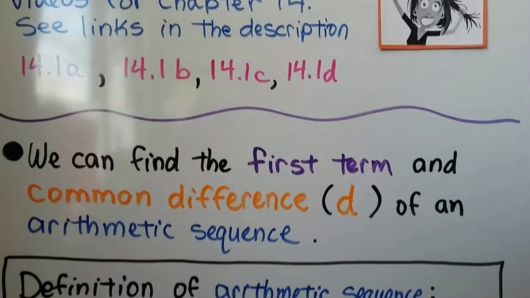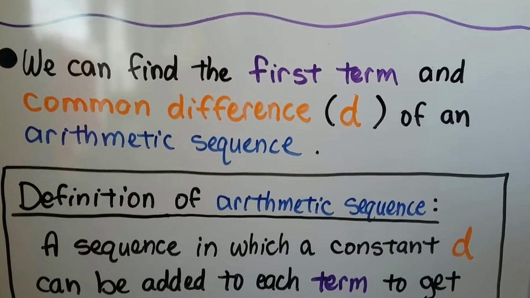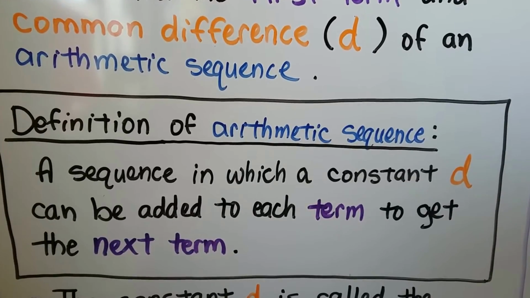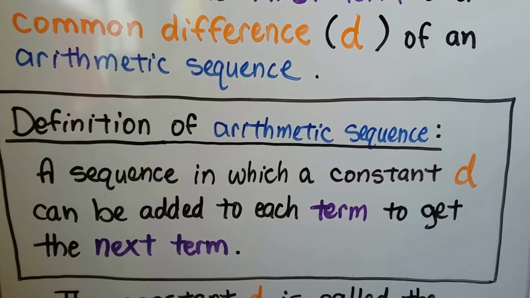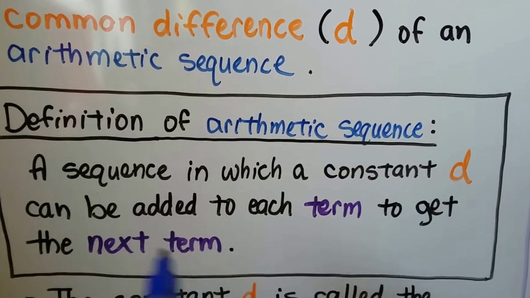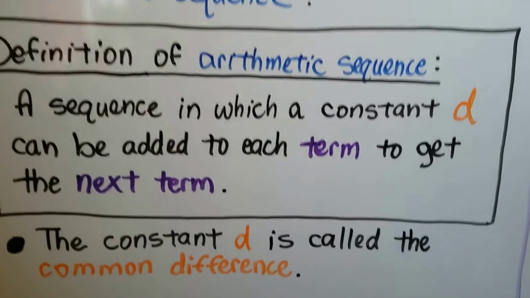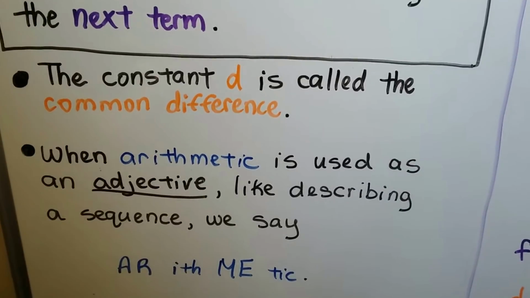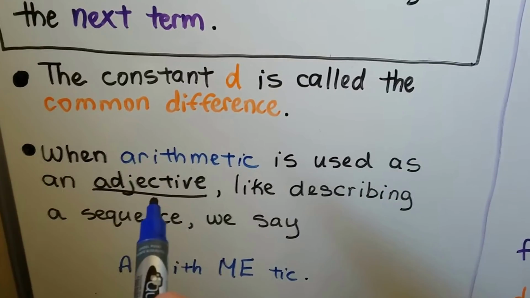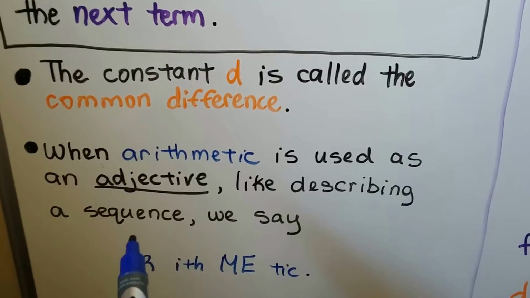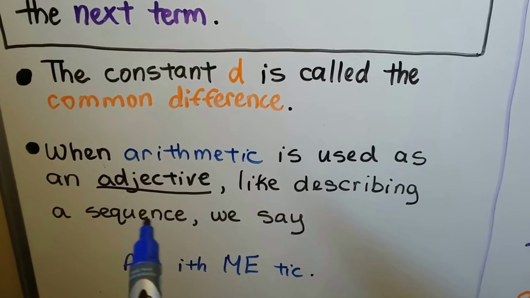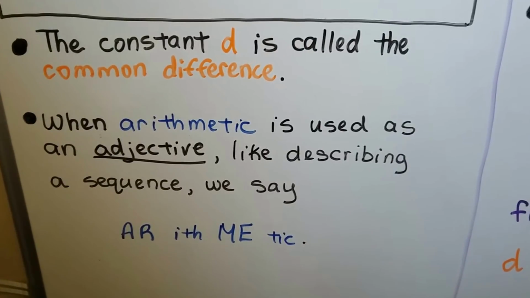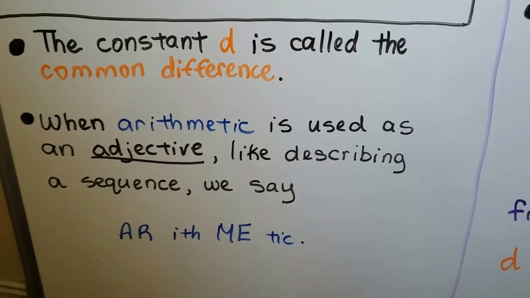We can find the first term and the common difference, D, of an arithmetic sequence. The definition of an arithmetic sequence is a sequence where the constant D can be added to each term to get the next term. The constant D is called the common difference. When arithmetic is used as an adjective, like describing a sequence, we say arithmetic. You can think of it like geometric, you know?